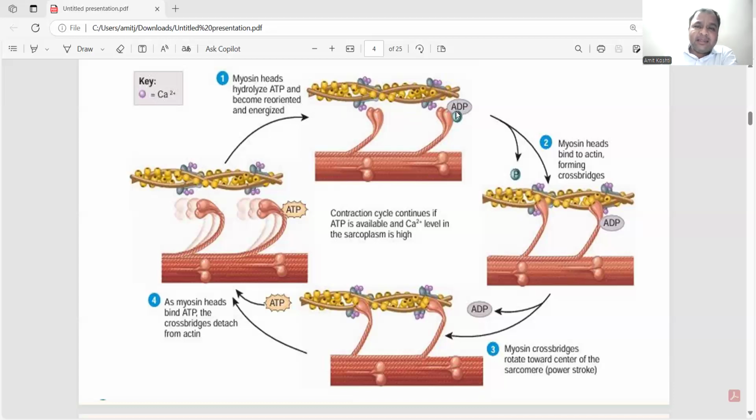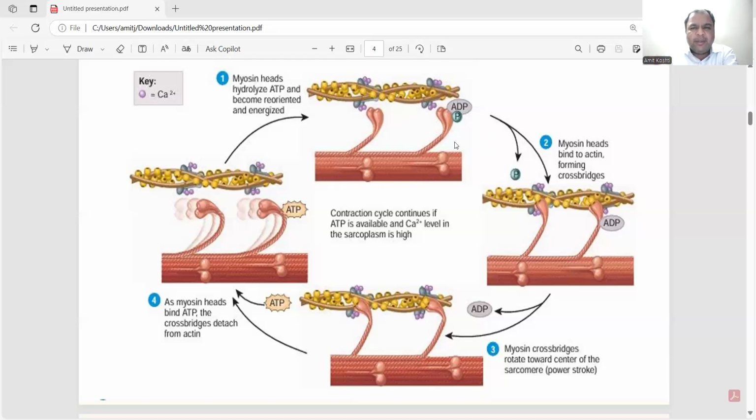So at this stage, when ATP gets converted to ADP and P, we say that the myosin head is energized. After getting energized, it is now ready to contract the muscle. It is ready to attach with the actin molecule and get its power stroke toward the center, toward the M line. So now what will happen? This energized myosin head will first release the P molecule.